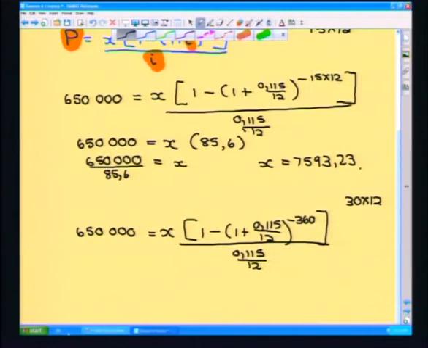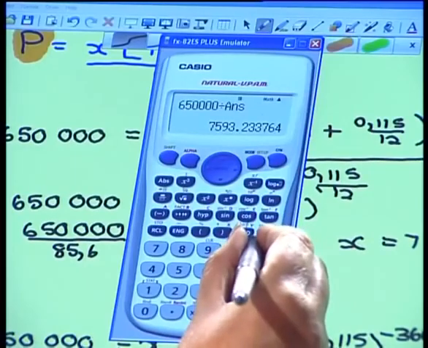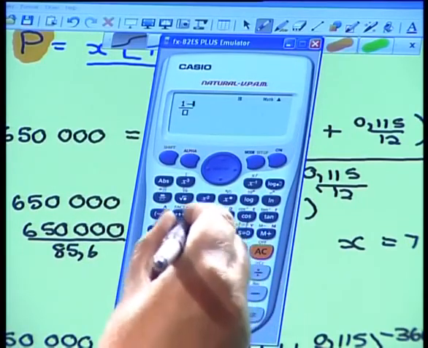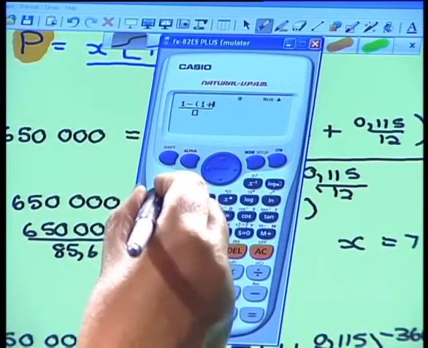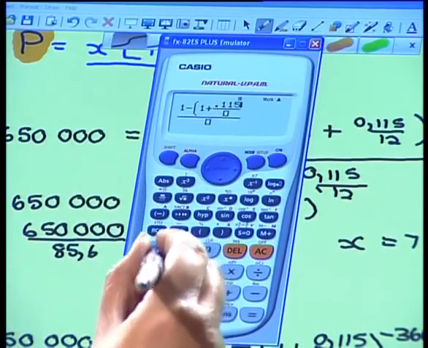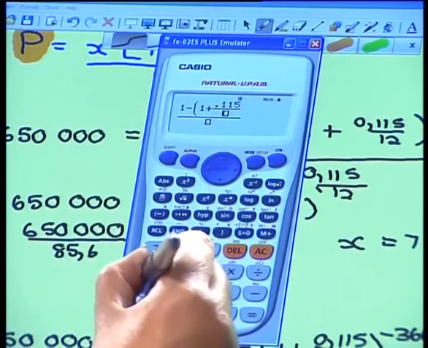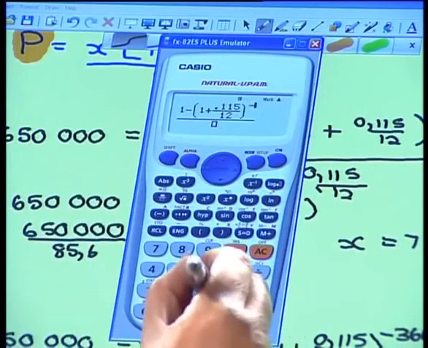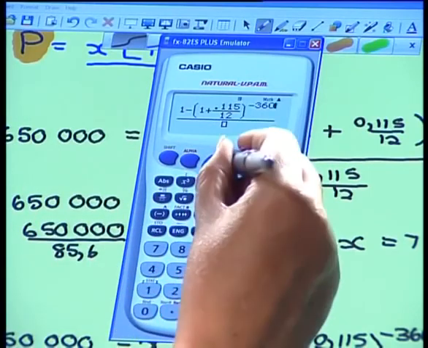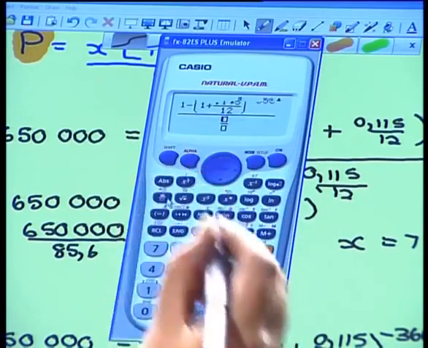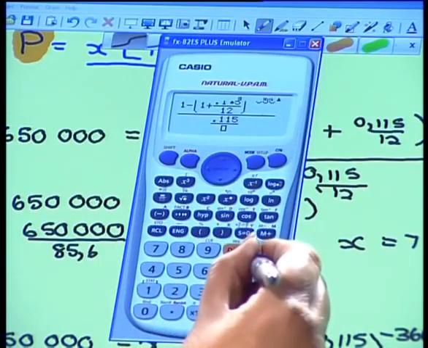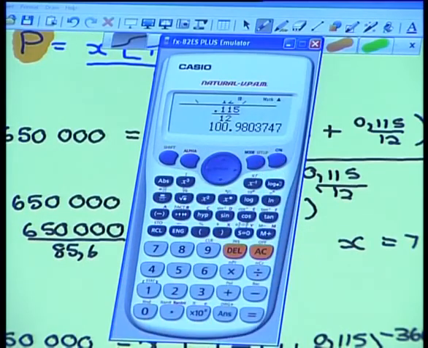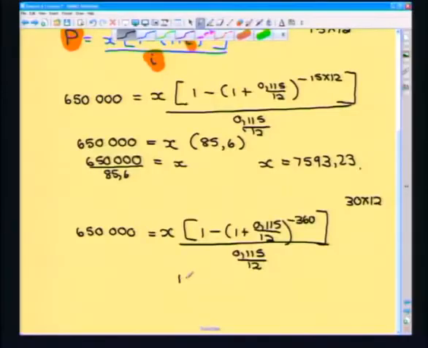Right, let's bring up our calculator and input what we've got here. Using our fraction button, we can say 1 minus, open brackets, 1 plus, bring our fraction in, 0.115 divided by 12, close the bracket, raise to the power negative 360, bring it down to the bottom, put in another fraction, 0.115 divided by 12, and we're going to hit equals. Okay, so what we're going to get is 100.98.